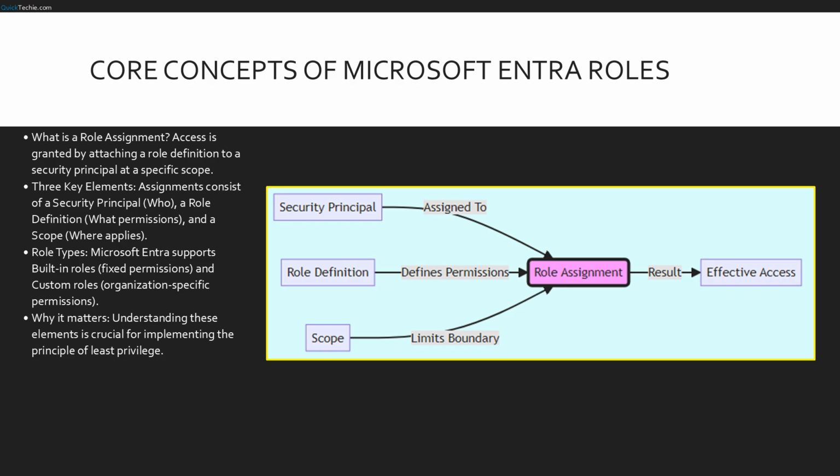On the left, we start with the security principal, which can be a user, group, or service principal. Below that, we have the role definition, which is simply the collection of permissions like read or write. These feed into the central role assignment node. However, notice the input from scope at the bottom. The assignment is incomplete without defining the boundaries, such as the whole tenant or a specific administrative unit. Only when these three combine do we achieve the output on the right, effective access to resources.